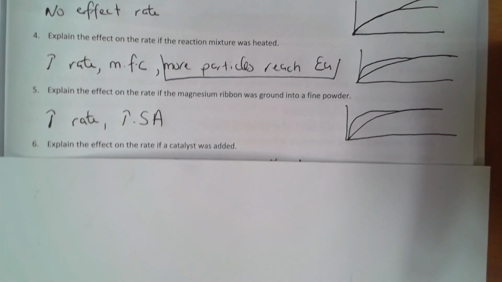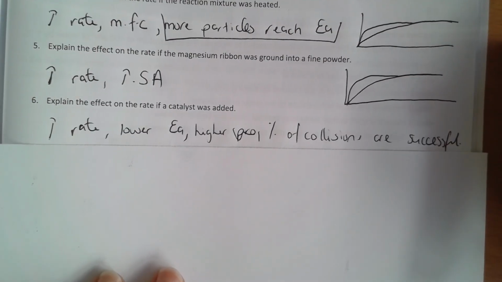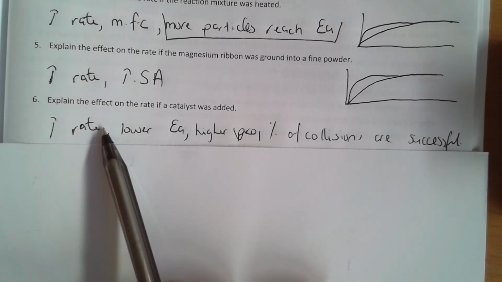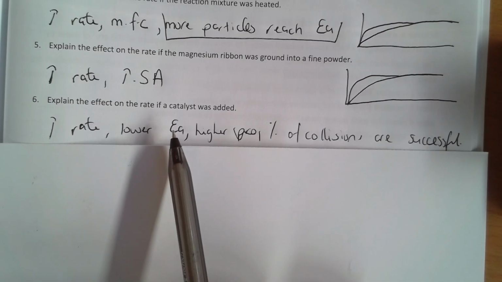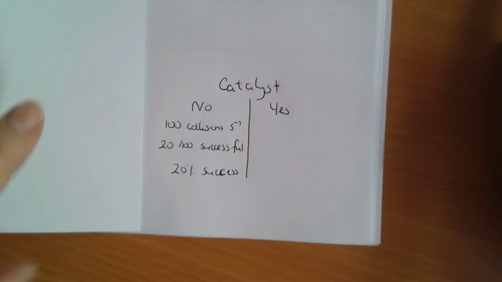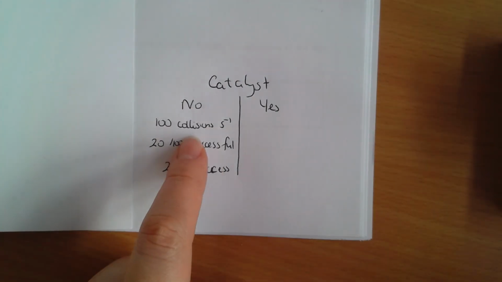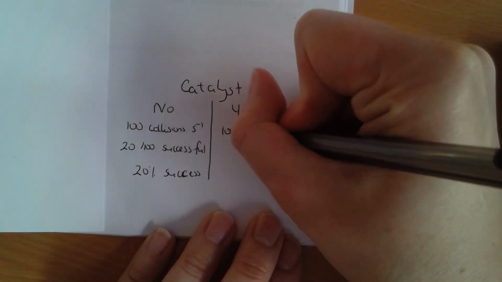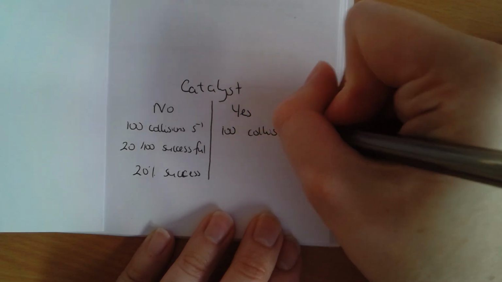What does a catalyst do? This is the only time you shouldn't be talking about more frequent collisions. So a catalyst increases the rate by lowering the activation energy, and again that means a higher percentage of the collisions are successful. So if we look down here, I've got catalysts without and with. So let's say you've got 100 collisions per second. You will still have 100 collisions per second even if you've got a catalyst.